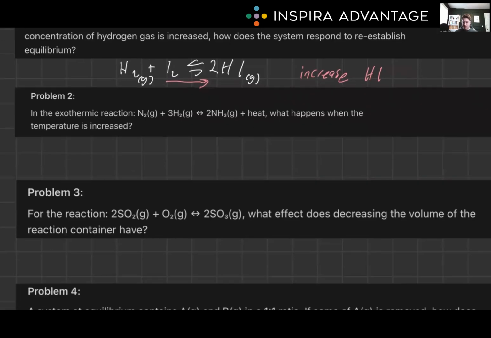All right, now problem 2. In an exothermic reaction, shown here, N2 plus 3H2 makes 2NH3, plus giving off some heat. What will happen when the temperature is increased? Well, we can think about this in the same way as before. We are increasing our heat, so this is going to cause a left shift. So we're going to favor the reactants.